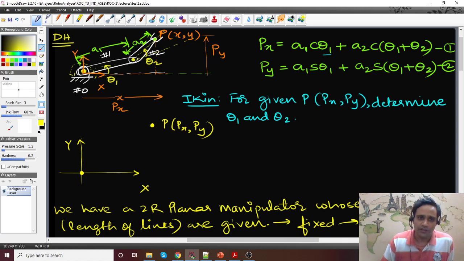Now we want to reach this point P, and we know that the first length is A1 and the second length is A2. What we can try to do is get the end of the first link. Where all can the end go? The end of the link will always go along a circle.